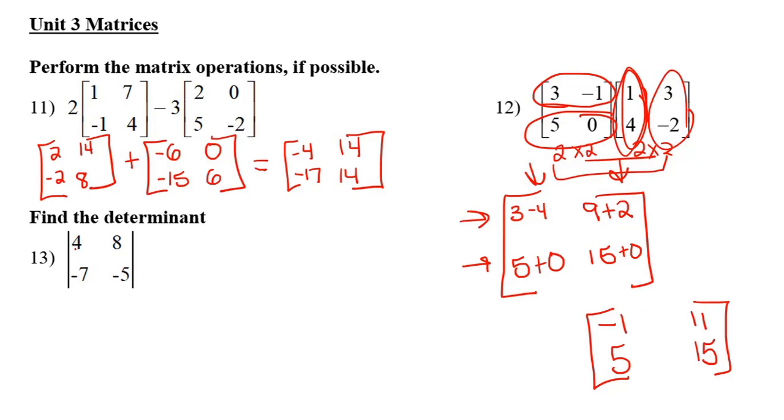Last matrices problem is finding a determinant. So remember, when it's a 2 by 2 determinant, you're going to multiply these two, subtract, multiply. So 4 times negative 5 is negative 20. Subtract, it's negative 7 times 8, which is negative 56. So technically, I'm going to have to add. So negative 20 plus 56 is 36 in total.